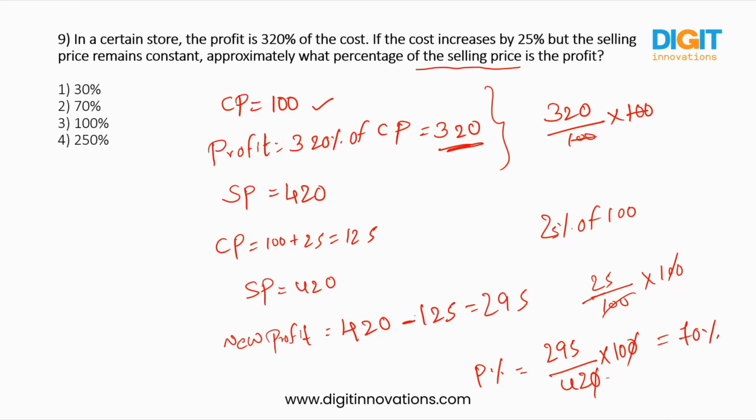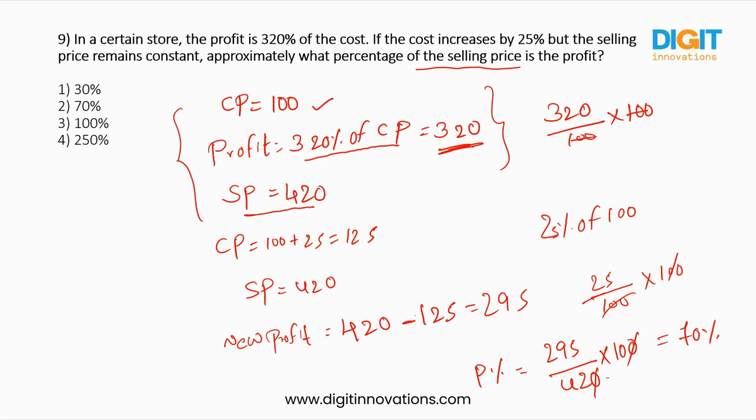approximately. Okay. So before, for CP I took 100 and they told profit is 30% of the cost price. So I did the same, 30% of the cost price. So 30% of 100, which I got 30. This is the profit and this is the cost price. Okay. And SP will be cost price plus profit, which is 130. So this is the first one.